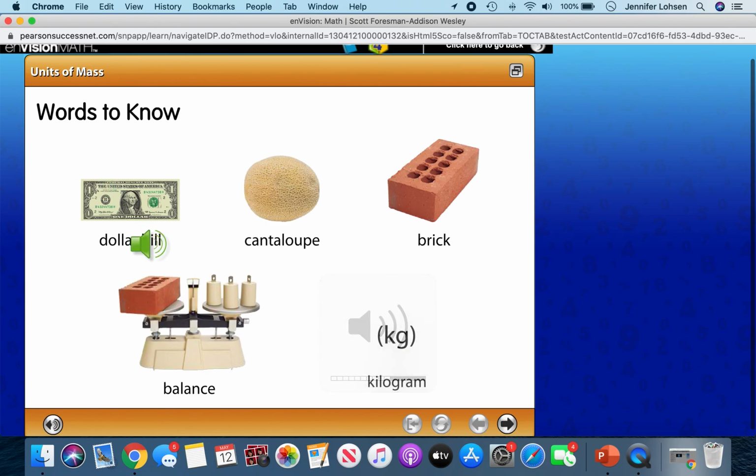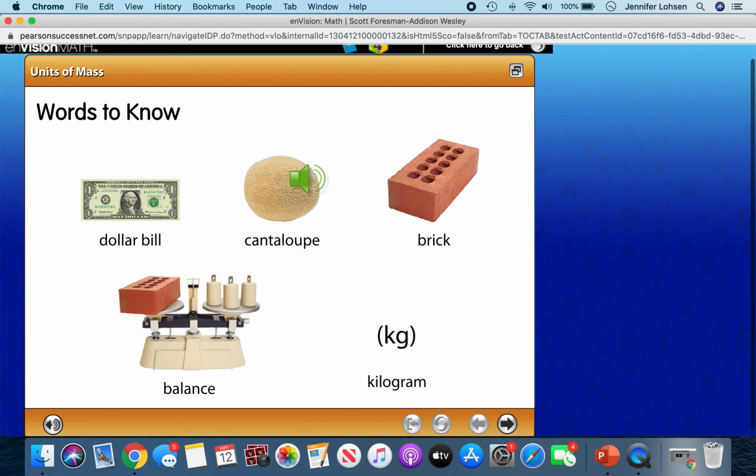So our words to know for today are a dollar bill, and if you have one of these, it doesn't have to be necessarily $1 because the mass of all bills is the same. So if you have a dollar bill that you can grab, or a $5 bill, or a $10 bill, or whatever you have, if you want to grab one of those so that you can get the feel of what it feels like, that'll be really helpful.